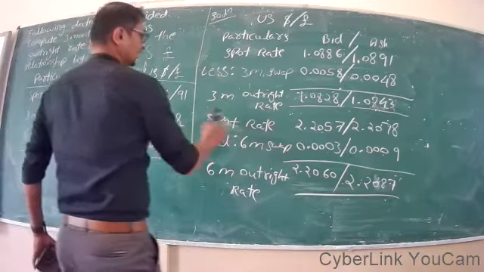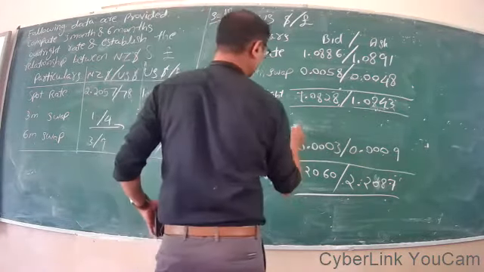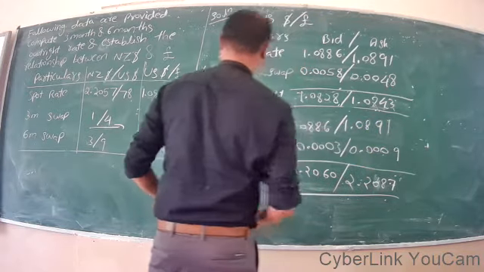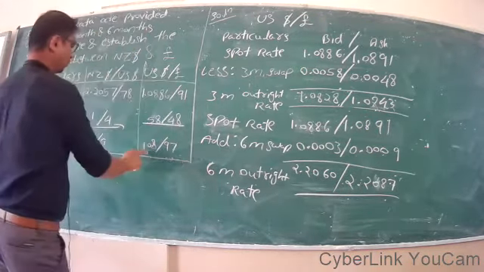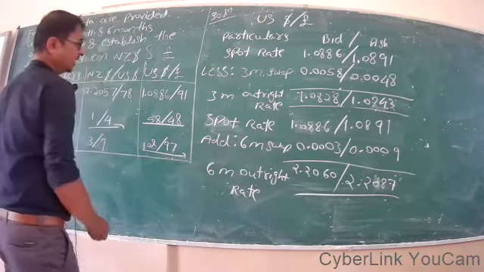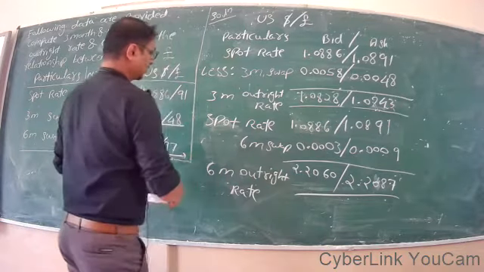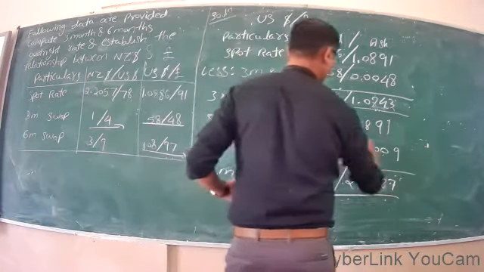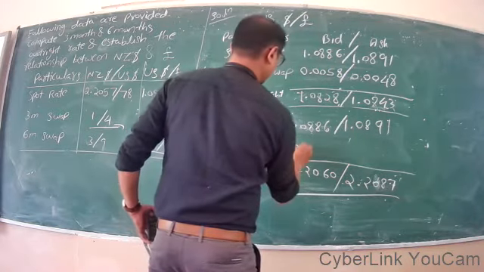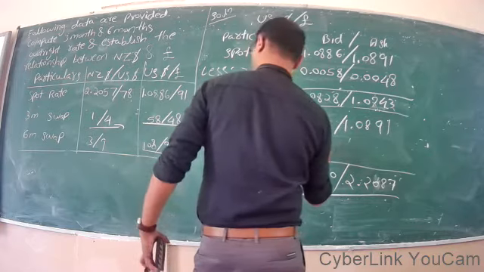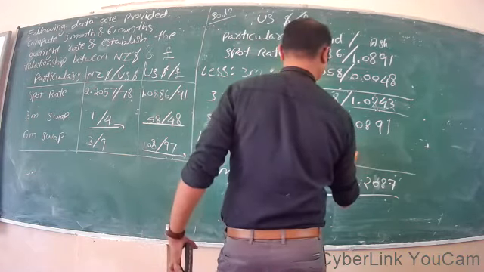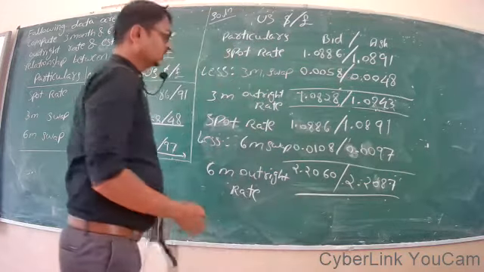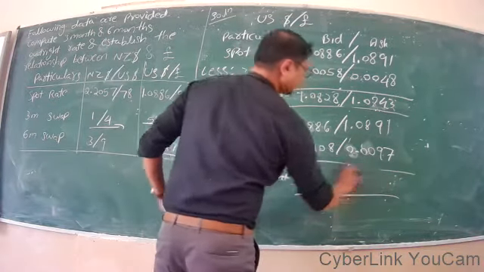Now again, the spot rate given is 1.0886 oblique 1.0891. The 6 month swap is given as 108 oblique 97. Again, it is in decreasing order, so we have to deduct it: less the 6 month swap, 0.0108 oblique 0.0097. Since it is in decreasing order, we have to deduct it from the spot rate.